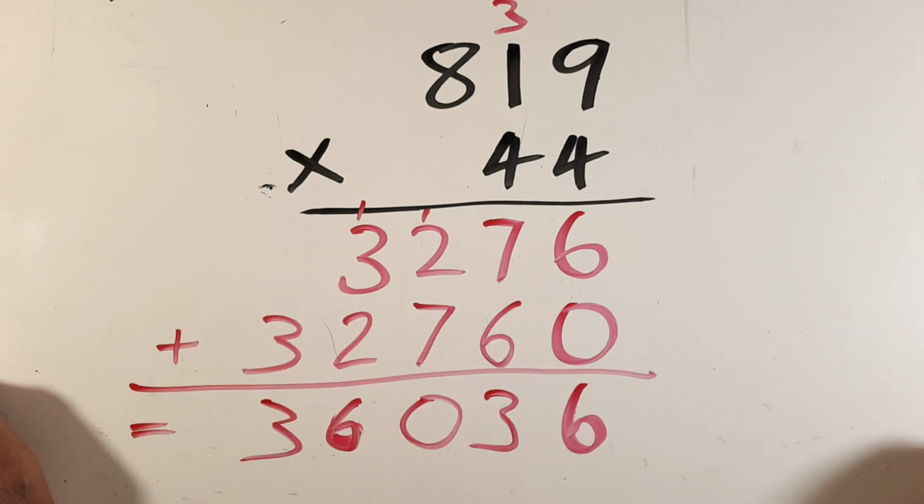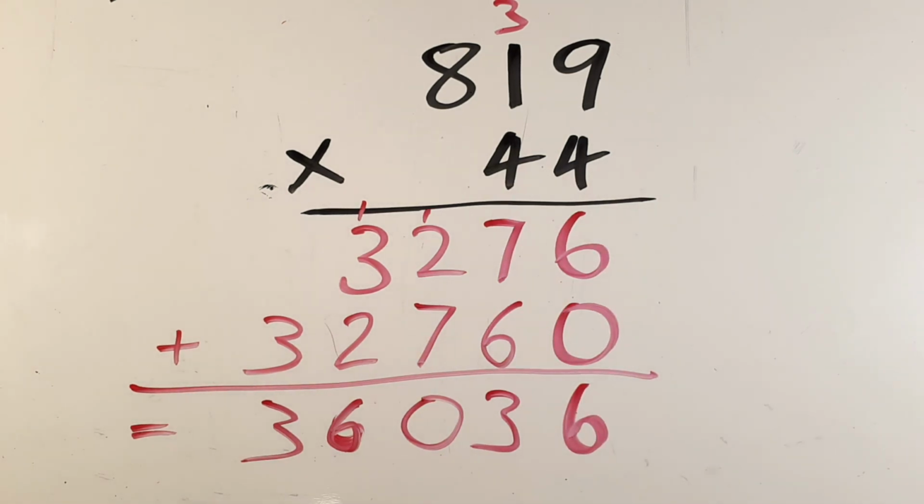So my total number for 819 times 44 is 36,036. Quite an unusual looking number, but easy enough to do once you know a few tricks.